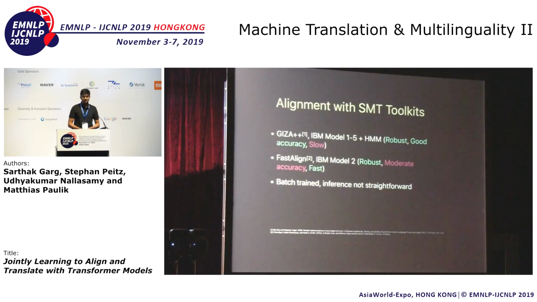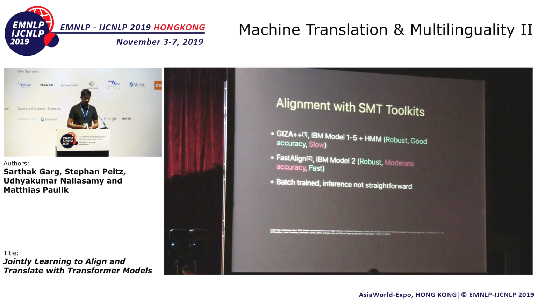So how do people do alignment? Right now, the statistical alignment toolkits are the go-to solution for computing alignments. Two of the most popular toolkits are Giza and FastAlign. Giza is a very robust method, gives a very competitive alignment accuracy, but is slow to train. FastAlign, on the other hand, is much faster, but compromises a little bit on the alignment quality.